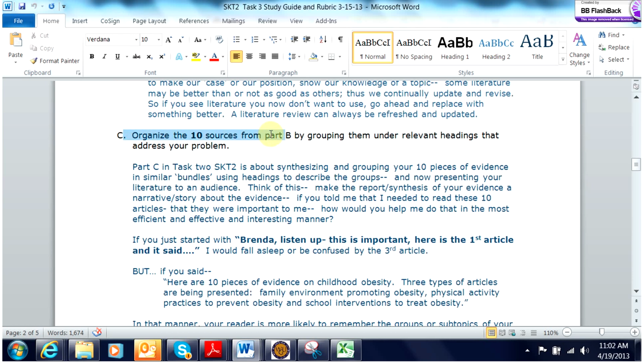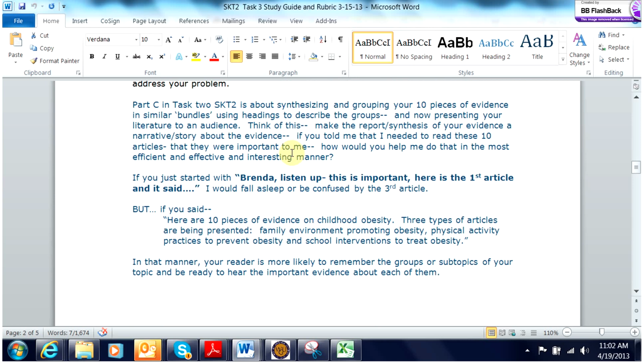And then you go to this part C. This is the heart of your literature review. These are the 10 sources that you're using, and you want to bundle them together. I give you an example: if you wanted to share with me these 10 pieces of evidence, they were really important, and you said, here's the first article, and it said this, and here's the second one, and it says this, I would be asleep, I would be bored, or I would forget by the third article. So we don't present it like that.